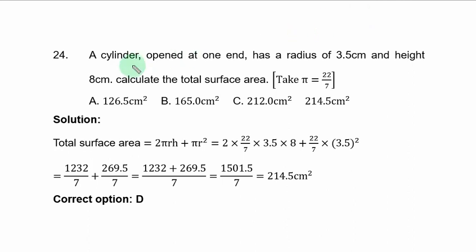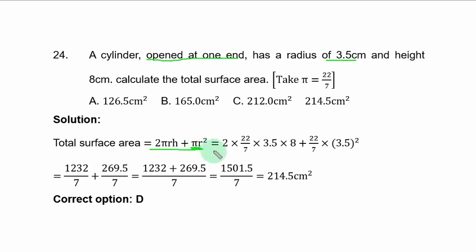Question 24. A cylinder opened at one end has a radius of 3.5 cm and height 8 cm. Calculate the total surface area. The area is this. Now, if you have a closed end cylinder, here becomes 2 pi r squared. One side is open, so one side is closed. So you have pi r squared. That is the area of one circular base. So the height is 8, the radius is 3.5.